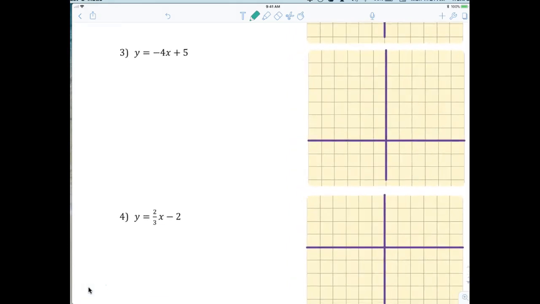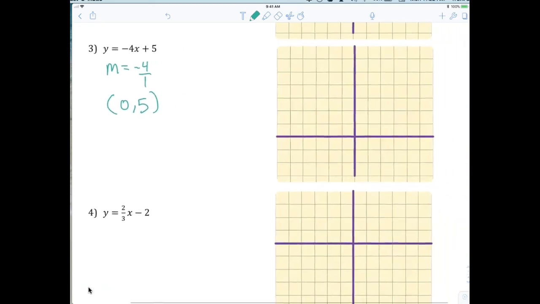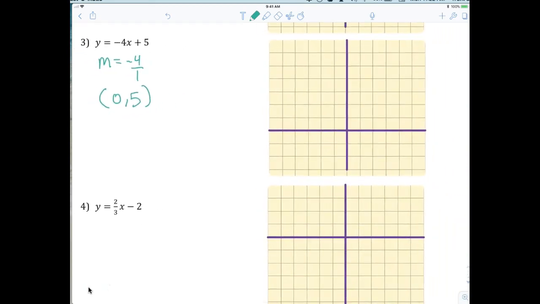All right, so for question number 3, I want somebody to tell me m equals what? Negative 4 over 1. I want the slope to be written as a fraction. And what's the y-intercept? Perfect. 0, 5. So, Sebastian, how do I graph this now? Plot the point 0, 5. Very good. So everybody's got to plot the point 0, 5.